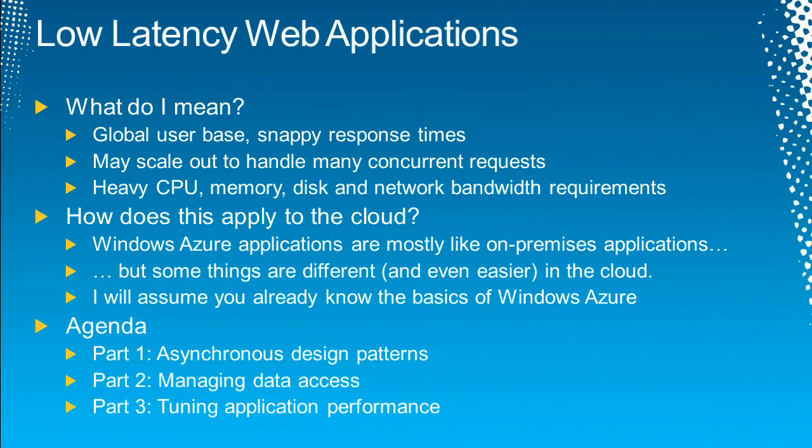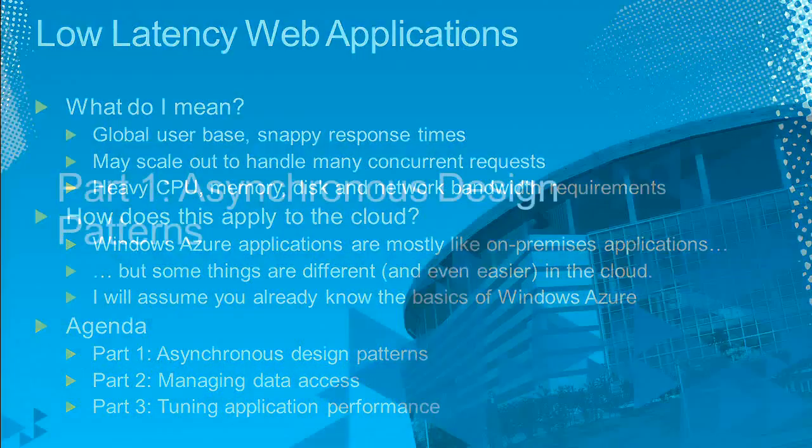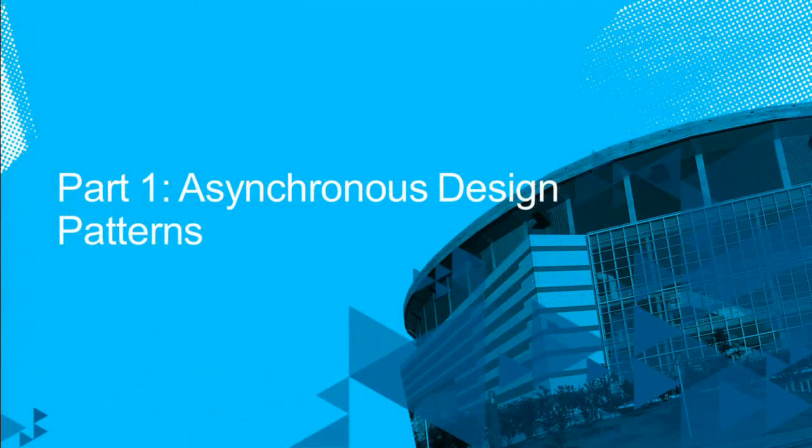Finally, I'm going to break this talk into 3 parts. During the first part, I'll talk about synchronous and asynchronous designs, and that's sort of an abstract discussion. I'll draw some pictures and explain what I mean. Then I'll talk about managing data access, which is sort of one of the major pieces of using Windows Azure, both between the client and the server and between different components on the server side. And then finally, I'll talk about measuring and improving application performance once you've got it up and running. So we'll begin by talking about asynchronous design patterns.